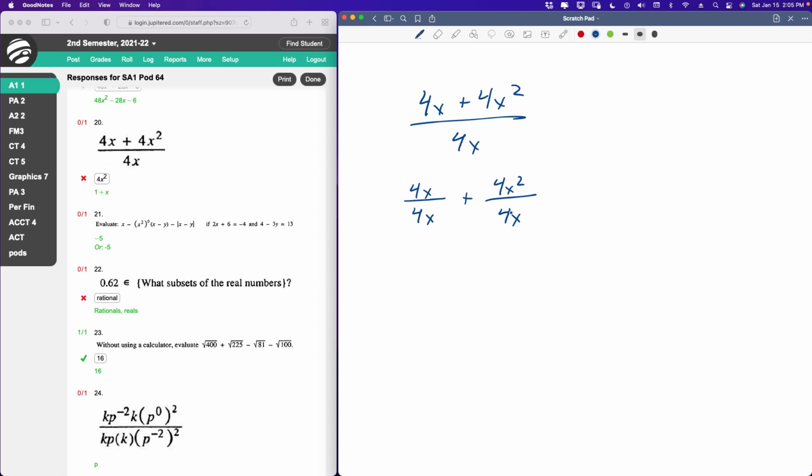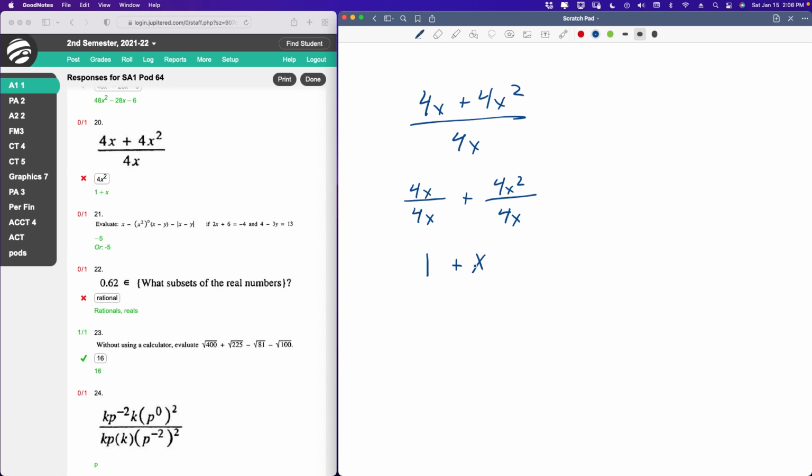Now this makes simplifying it so much easier because now you can see that this is 1. And you can see that you could take 4x away from here and you're left with an x behind, right? You take away the 4, you could take away one of the x's, but you're left with an x up here. So 1 plus x would be the answer, not 4x squared. All right, that's how you have to think about it. Split it up, rewrite it, and then that'll give you a better idea of how to simplify the problem.